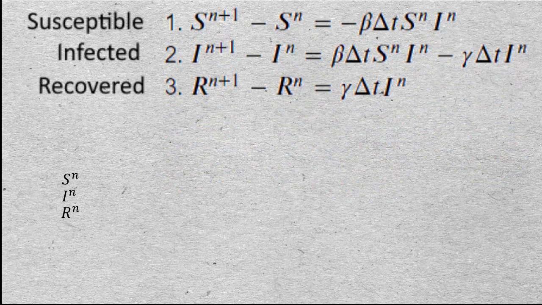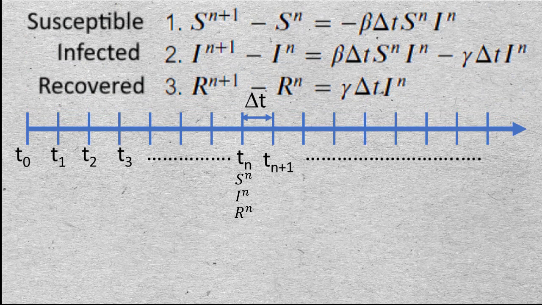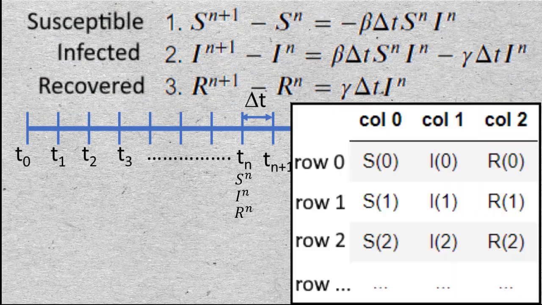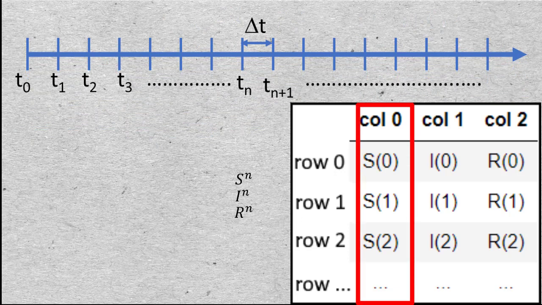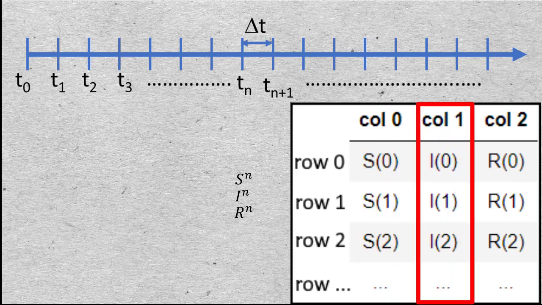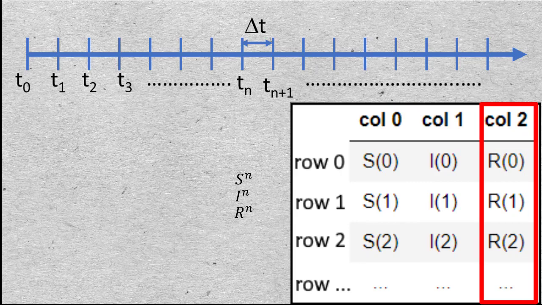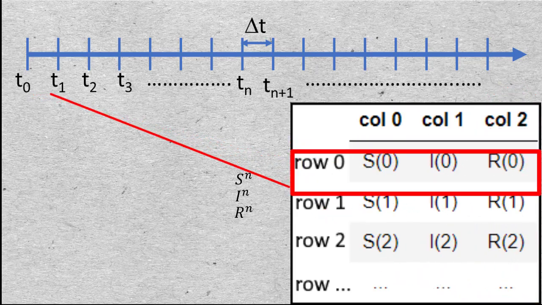Think of all the values of S, I, and R over all the time points. Imagine that these numbers are stored in a table. That table is a two-dimensional array having three columns. One column for the number of susceptibles at each time point, one for the infecteds, and one for the recovereds, and a row representing each time point.